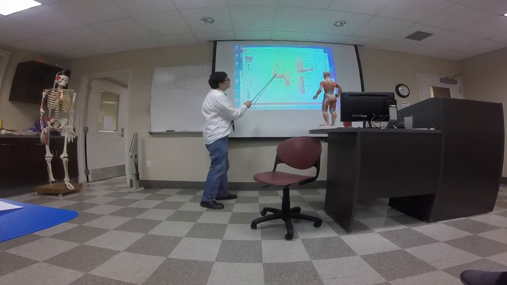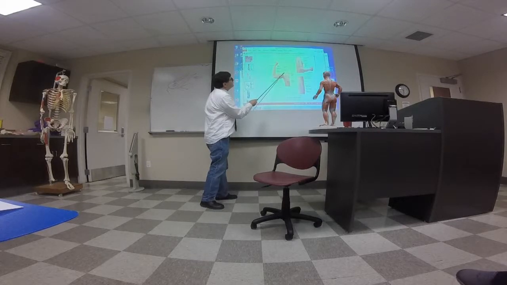Okay. What muscle is that? Biceps brachii. What is this right here? Deltoid. That's correct.